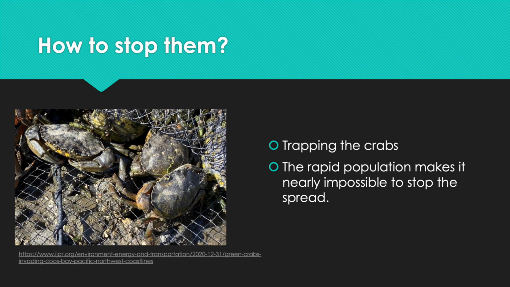What makes this so hard is because of the population and the sheer size of it and how quickly they can reproduce. So it would make it very hard to get all of them out of the coast of the United States.